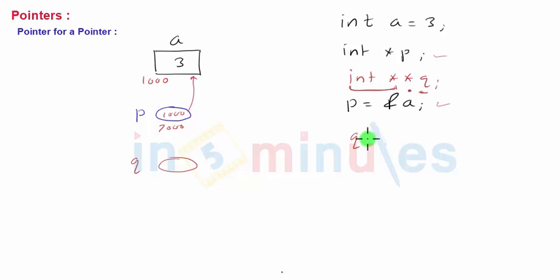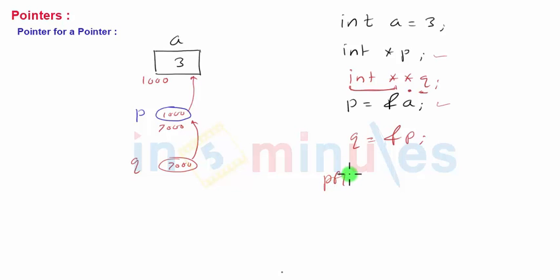So can we write q = &p? Yes, p is an integer pointer and q is a pointer that can hold the memory address of an integer pointer. So q will hold the address of p, that is 7000. So q refers to p, that is, q holds the memory address of p. Now let's see two printf commands and what the outputs will be.